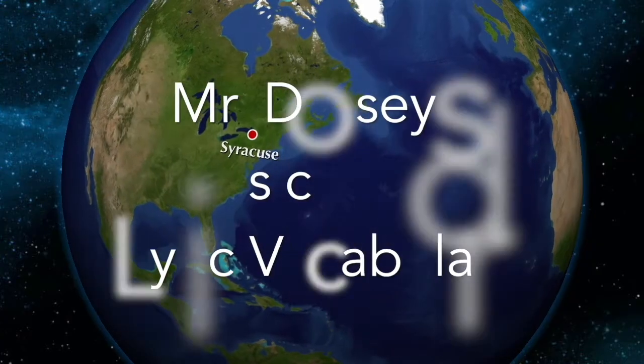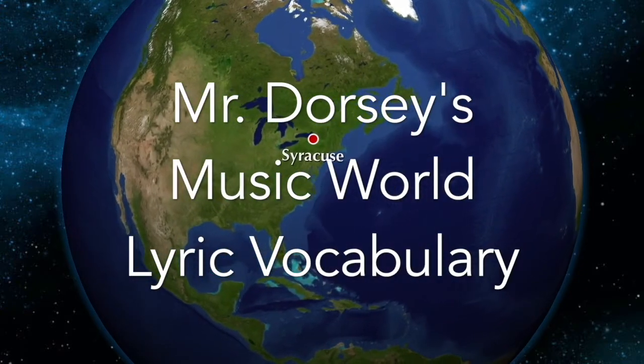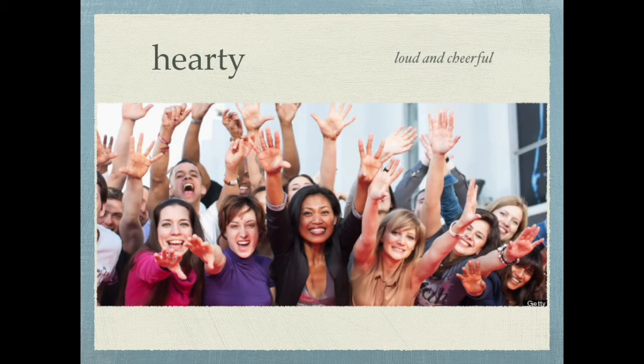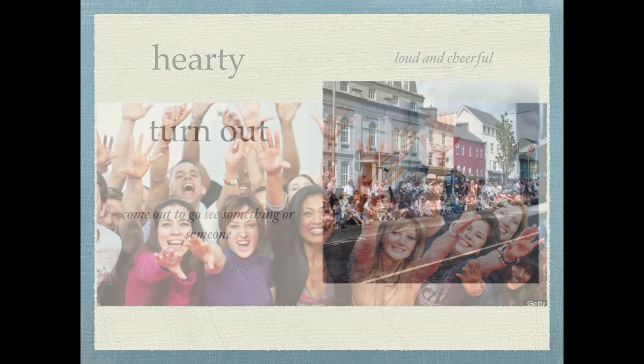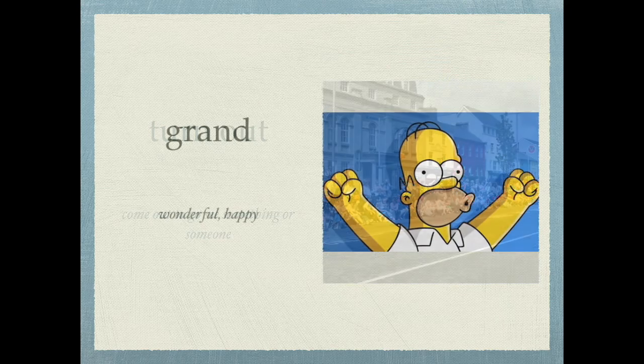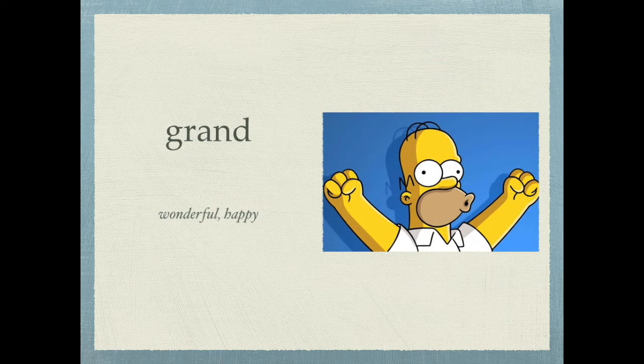Mr. Dorsey's Music World Lyric Vocabulary. When Johnny Comes Marching Home, the Civil War song. Hearty: loud and cheerful. Turn out: come out to go see something or someone, like a parade. Grand: wonderful and happy, like Homer Simpson. Woohoo!